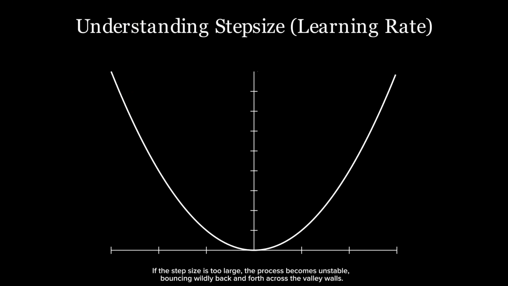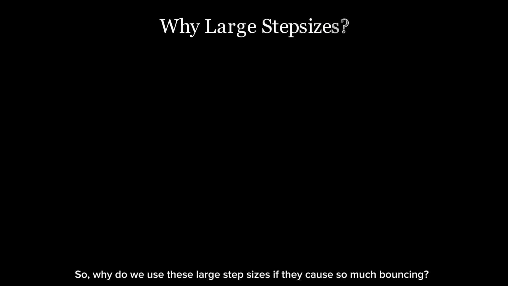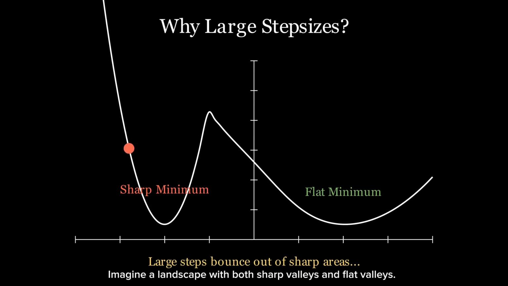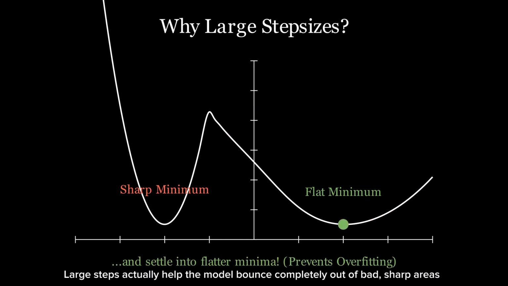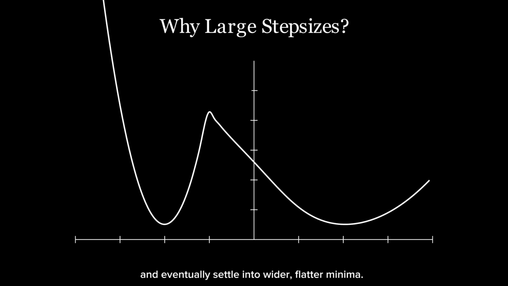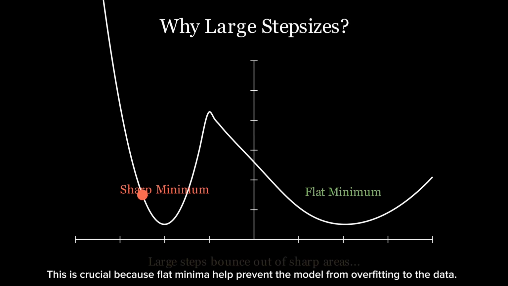But in practice, we want to train much faster. If the step size is too large, the process becomes unstable, bouncing wildly back and forth across the valley walls. So why do we use these large step sizes if they cause so much bouncing? Imagine a landscape with both sharp valleys and flat valleys. Large steps actually make the model bounce completely out of sharp areas and eventually settle into wider, flatter minima. This is crucial because flat minima protect the model from overfitting to the data.